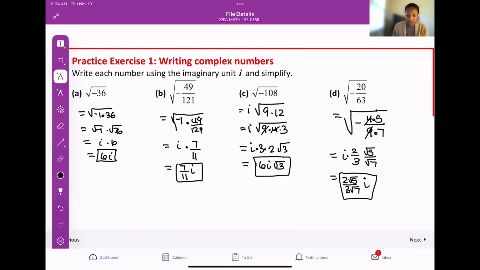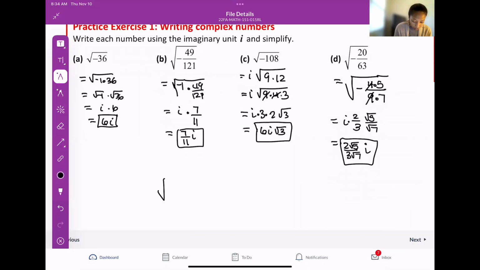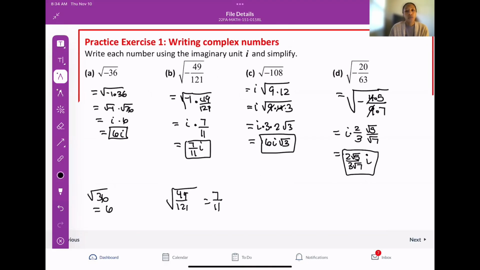And what I mean by that is, if I would have just asked you to take the square root of 49 over 121 without the negative, well, that's equal to 7 over 11. With a negative, 7 over 11i. The square root of 36 without the negative is 6. With the negative, 6i. All right, one problem down. So these are all pure complex numbers because they only have an imaginary part. Yes, it's multiplied by a constant, but it's only one term and it's an imaginary term.